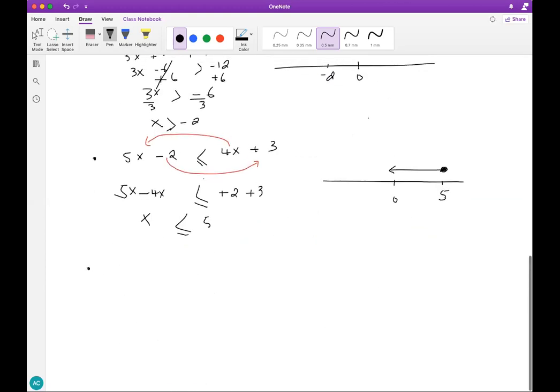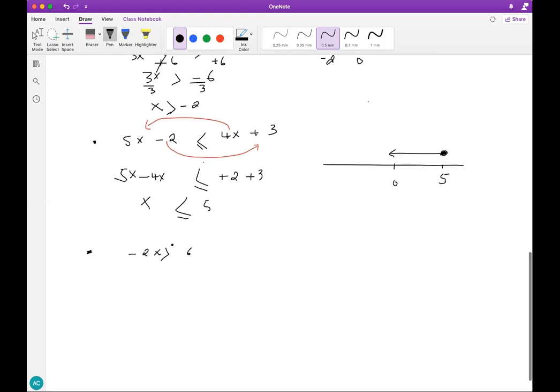There's one little exception here, one little special case when you have, let's say, -2x greater than 6. So here, this is a one-step inequality. So to solve this, we need to divide both sides by what?